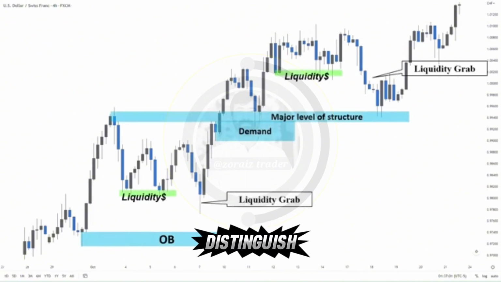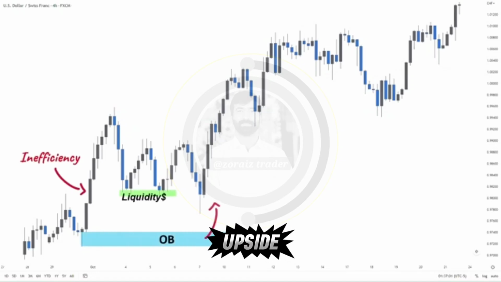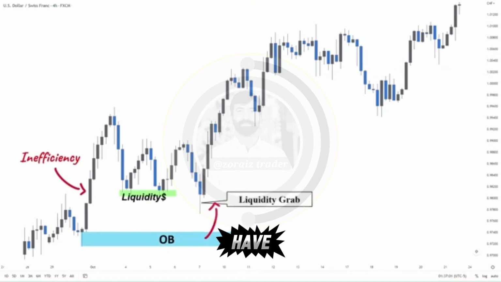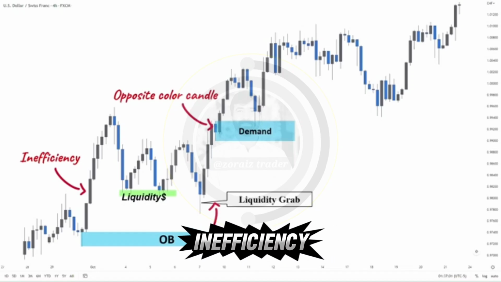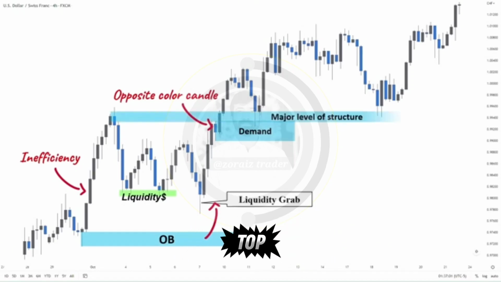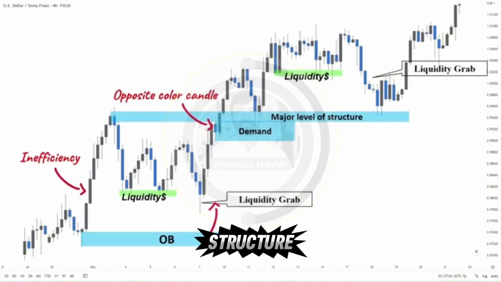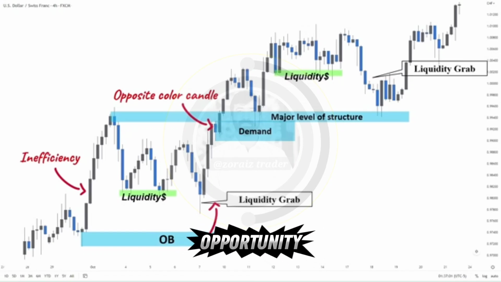This is how we distinguish major supply and demand levels from liquidity areas. Starting from the left, we had a nice move to the upside with inefficiency. We would have been waiting for the price to come down and fill this gap and place orders in the order block zone. Here, we had an opposite color candle that created inefficiency, which would have been a perfect demand level for trading. At the top, we had a major level of structure that recently acted as both support and resistance multiple times. Again, a perfect trading opportunity for buyers.